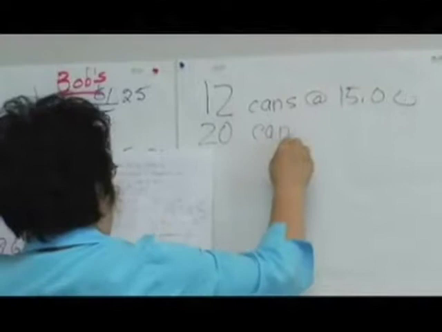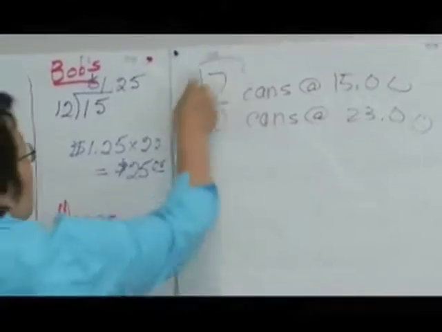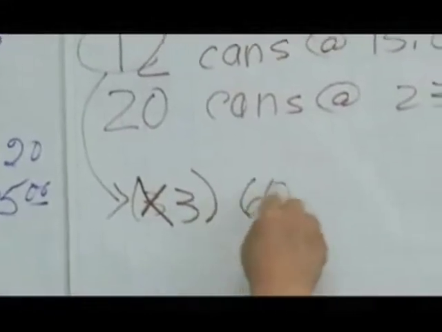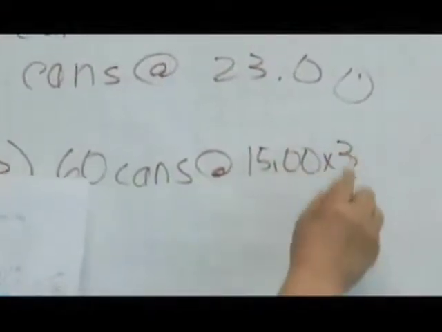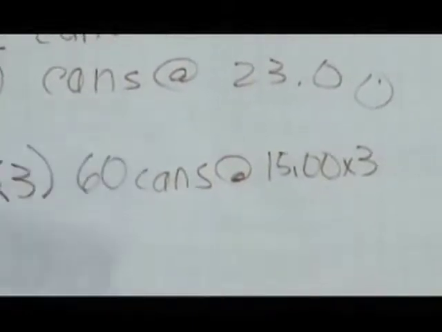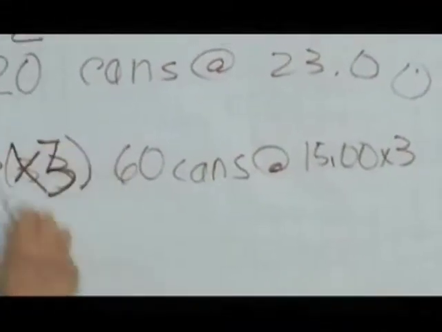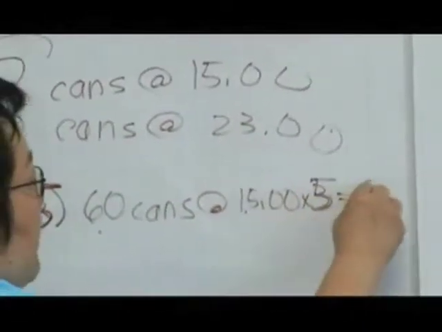Dan and Kathy, you both use 60 as a common whole, right? Would you just put yours in line? 20 cans at $23. So with this one, I multiplied by 3. So it's 60 cans at $15 times 3? How did I get 5? You actually multiply by 5. By 5. So it's 12 times 5 is 60. Then 15 times 5 is $75.